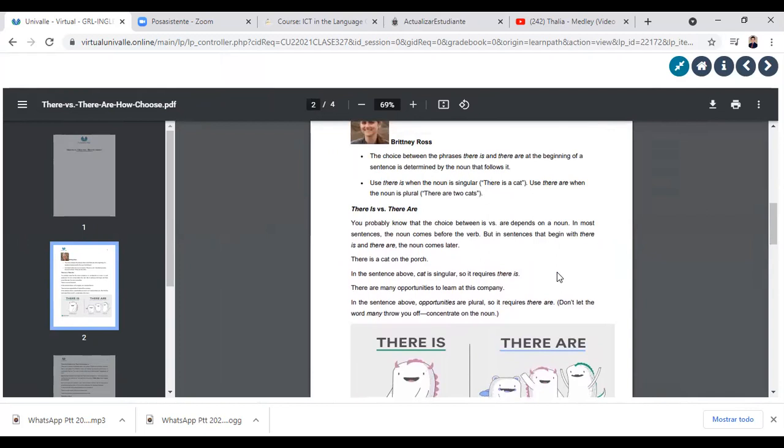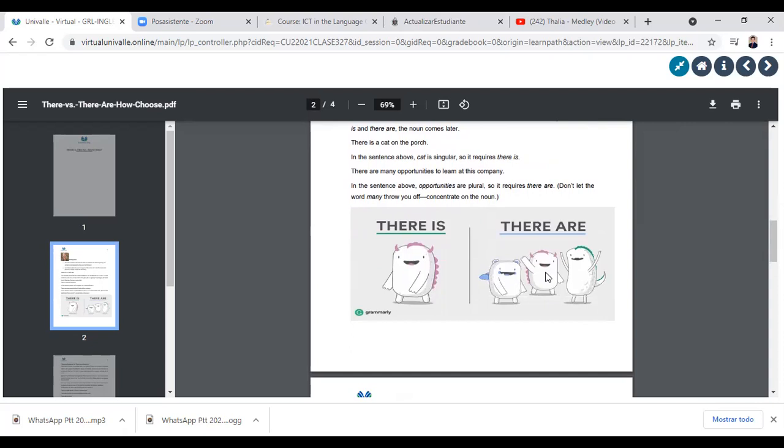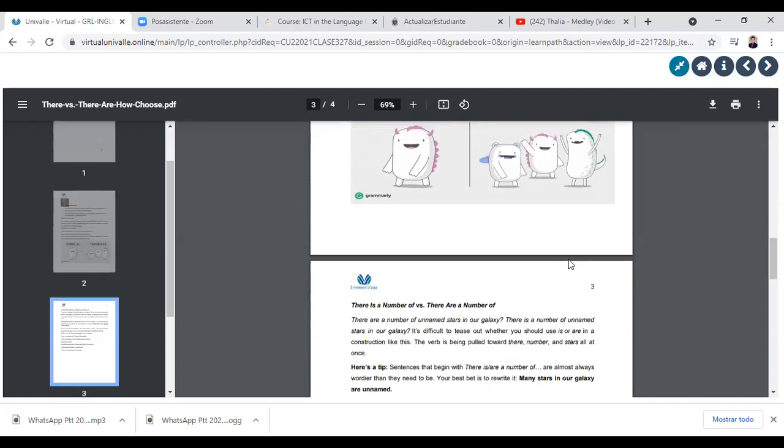You probably know that the choice between is and are depends on a noun. In most sentences, the noun comes before the verb. But in sentences that begin with there is and there are, the noun comes later. There is a cat on the porch. The sentence about the cat is singular, so it requires there is. There are many opportunities to learn at this company. The sentence is about opportunities, which is plural, so it requires there are. Don't let the word many throw you off. Concentrate on the noun. There is for singular, there are for plural.